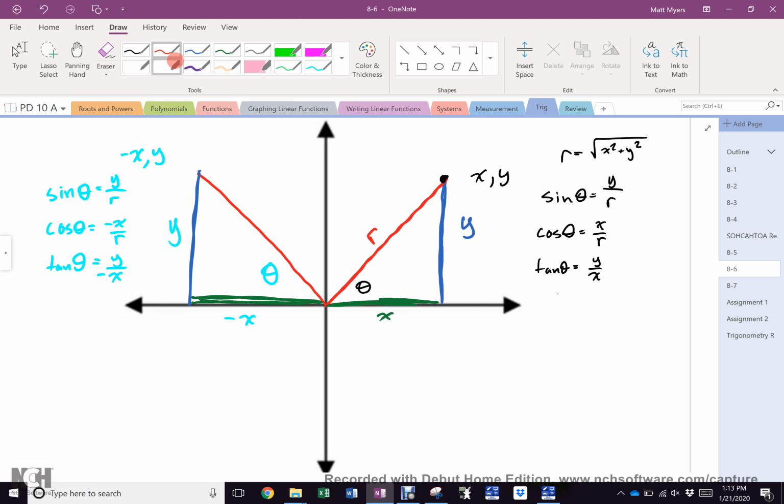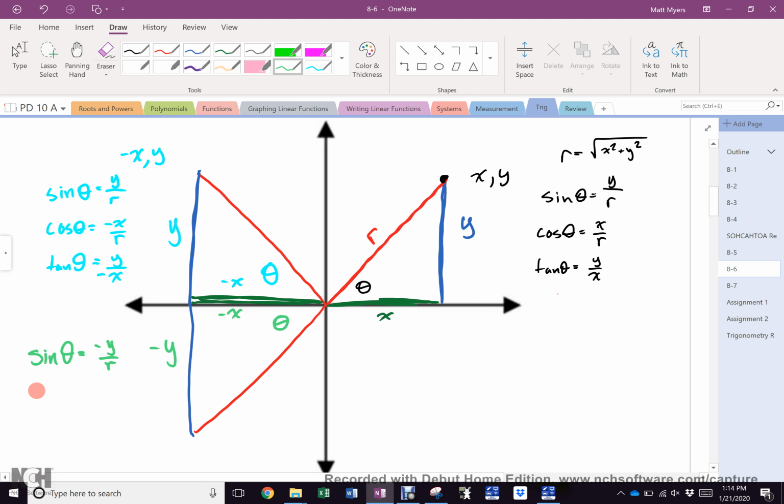Let us continue the pattern. Oops, sorry. I want to keep the colors. Light green theta. What's this? Negative y. What's this? Negative x. So what is the sine of green theta? Negative y over r. What is the cos? Negative x over r.